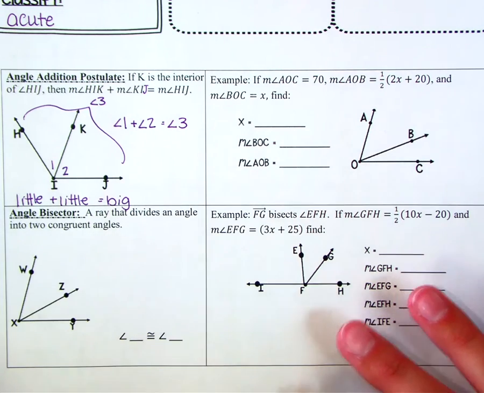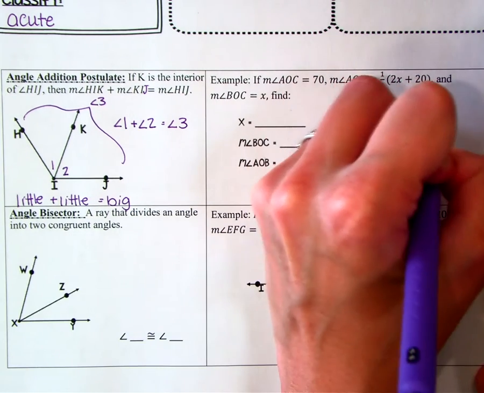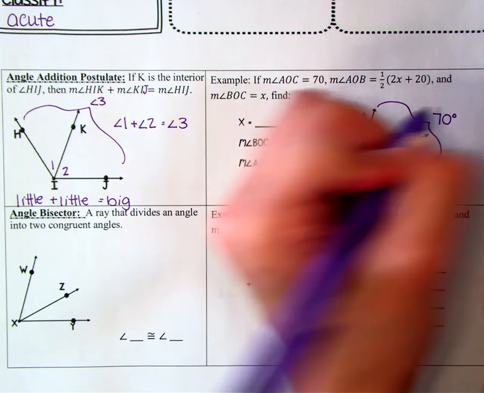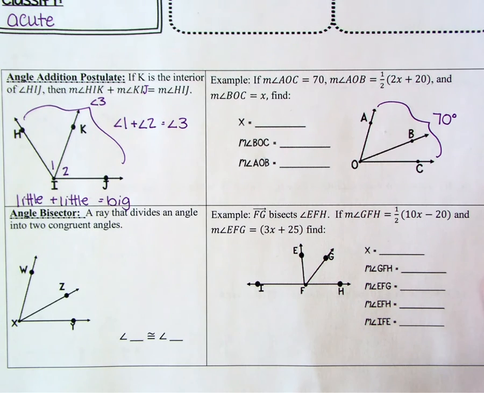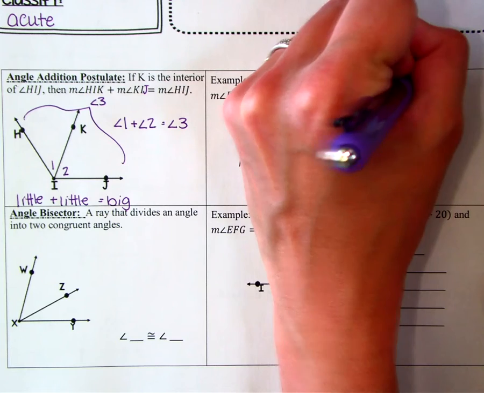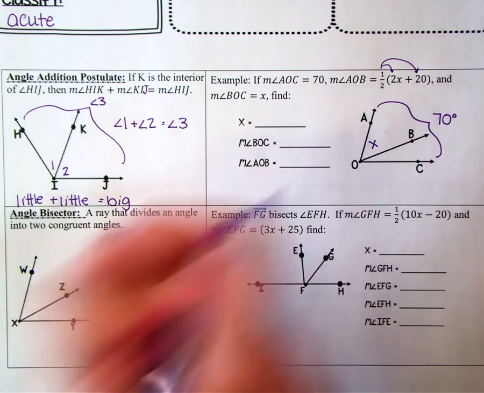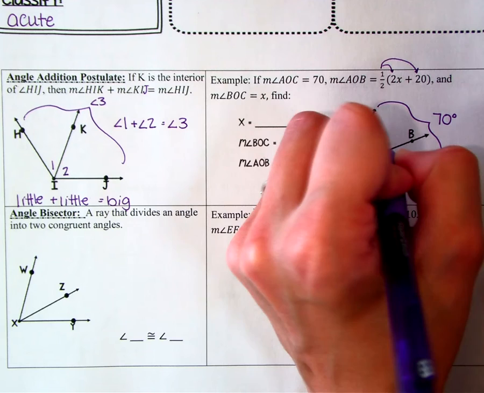If we look at an example, the measure of angle AOC is 70, so this whole thing is 70 degrees. AOB is 1/2 times (2x + 20), so I'm going to go ahead and distribute that 1/2 before I draw it into my angle. So half of 2x is just x, and half of 20 is just 10.